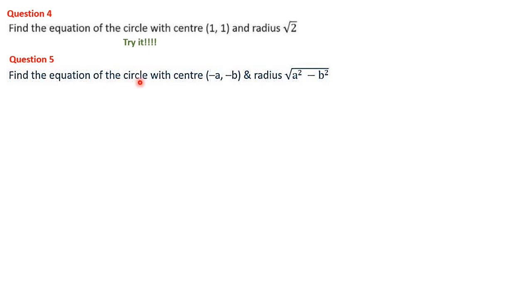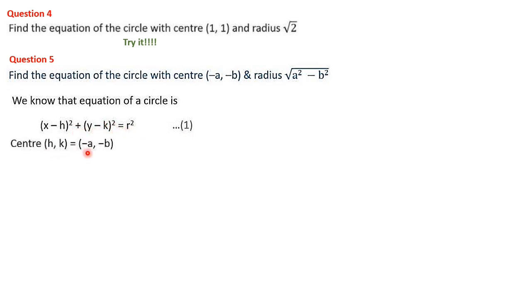Find the equation of the circle with center (minus a, minus b) and radius root of a square minus b square. Here also the same thing, only the equation of the circle we have to form, in a different format. Here alphabets are there, variables. So we know that the equation of the circle is (x minus h) the whole square plus (y minus k) the whole square is r square. Center is given to us as (h, k), that is (minus a, minus b). Radius is also there, root of a square minus b square.